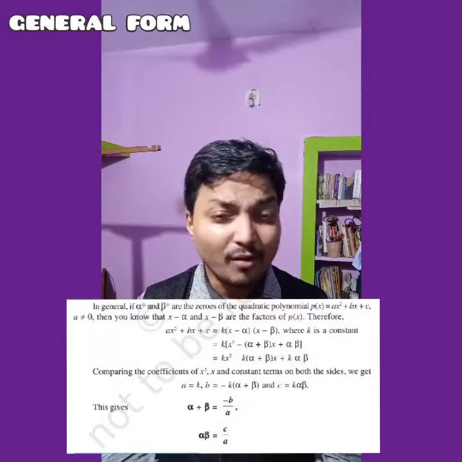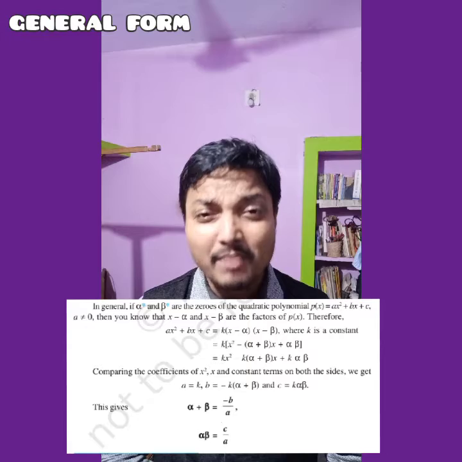Okay, so now we will formulate the general formula. From the standard form of the quadratic polynomial, how to formulate the formula, that one I am showing. Okay, see, suppose alpha and beta are two zeros of the quadratic polynomial ax square plus bx plus c.